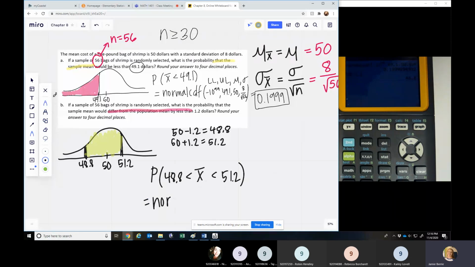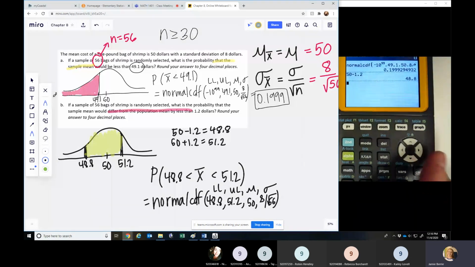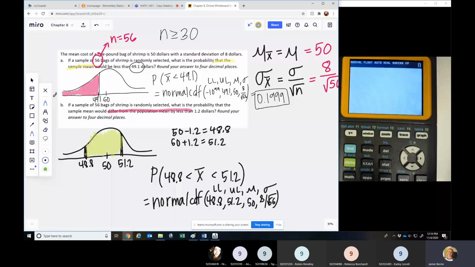Right, we know that the central limit theorem tells us that, again, we can use this normal curve to approximate our probability. So it goes lower limit, upper limit, mean, standard deviation. Lower limit here would be 48.8. Again, it's the lower limit of your shaded area. Y'all are probably experts at plugging in these normal CDF problems at this point. Upper limit is 51.2. Mean is 50. Standard deviation is 8 over square root of 56. Okay. I'm going to clear out what I already had typed in my calculator.